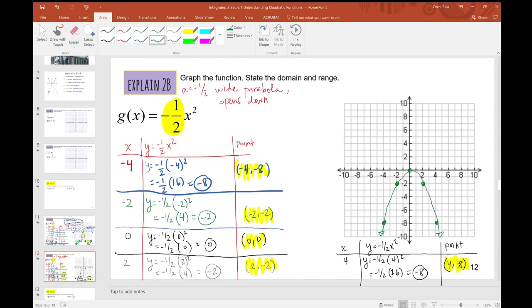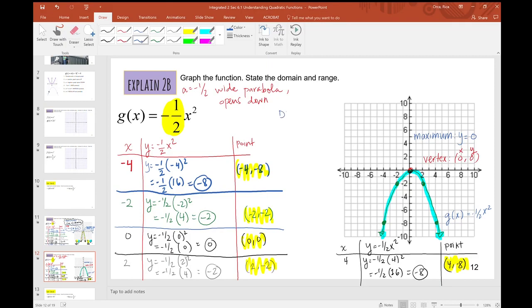Draw the curve, label the graph, g of x equals negative 1/2 x squared. Let's go ahead and label the key parts. We have our vertex, which is at 0, 0. X is 0, y is 0. Our vertex is also the highest point, and so our maximum y value is at 0.